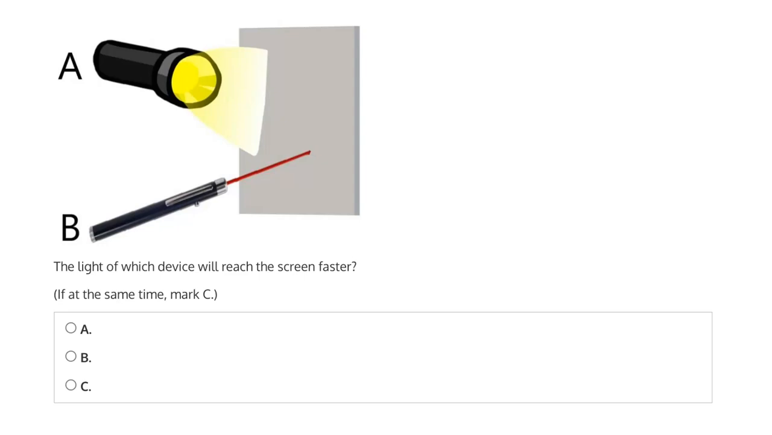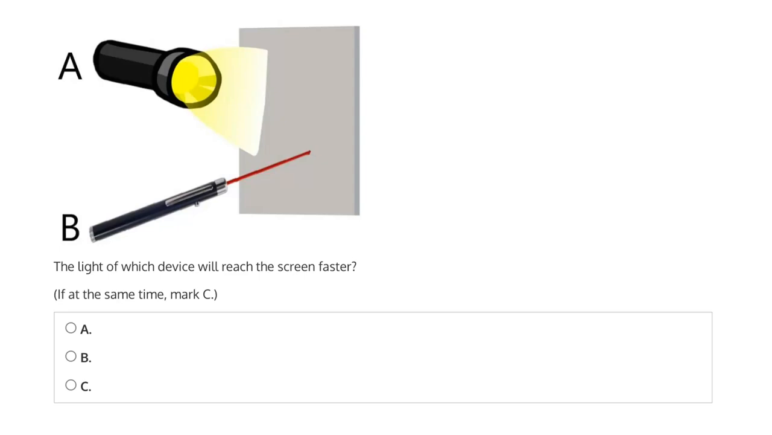Well, this question says, the light of which device will reach the screen faster? Is it A, light from a flashlight, B, light from a laser pointer, or is it C, they'll reach at the same time? So there's all sorts of differences between a flashlight and a laser pointer, although they both do emit light.